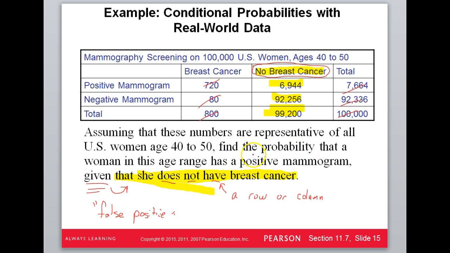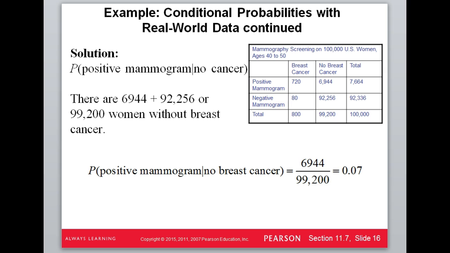So the condition has to be met, so that's going to put us into a row or a column. So find the probability of a positive mammogram. So here's positive, given that this happened. So we're only dealing with 99,200 rather than 100,000, right? So we're only dealing with this column. So this is the positive mammogram. That's 6944 out of the 99,200. So a 7% chance.